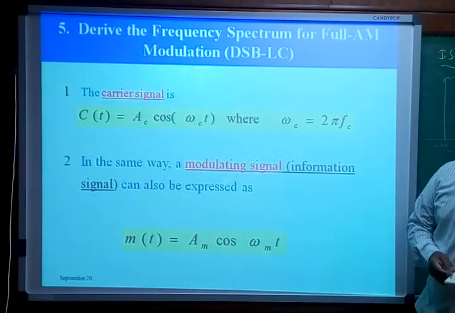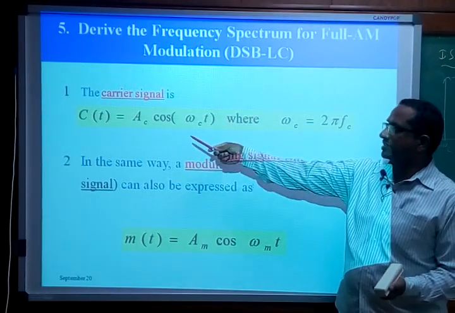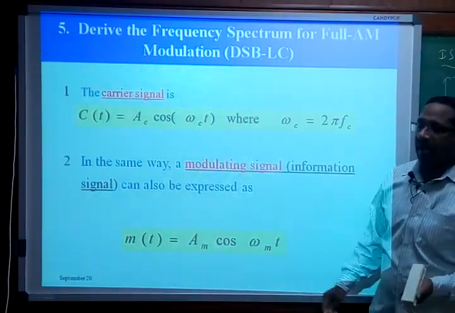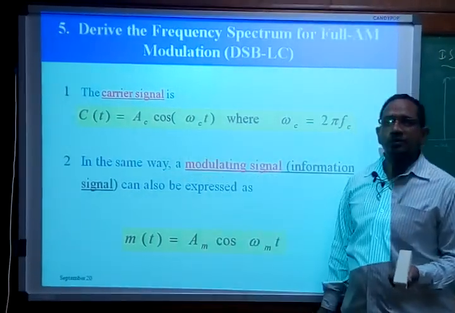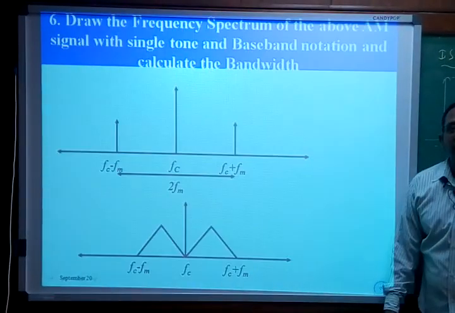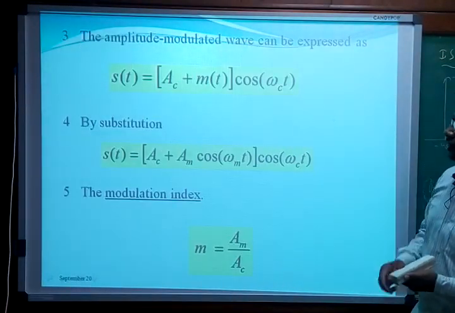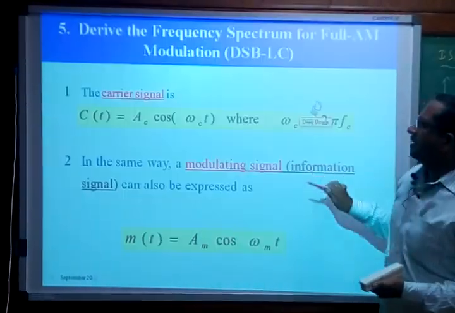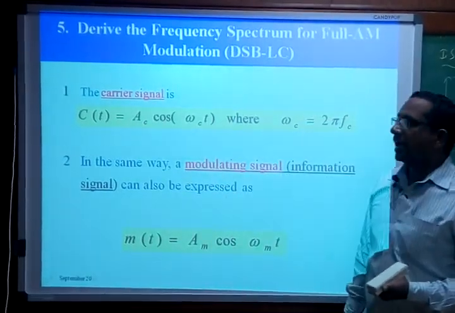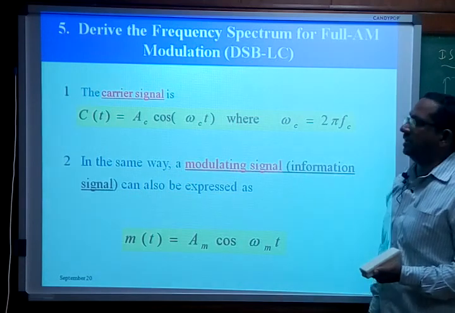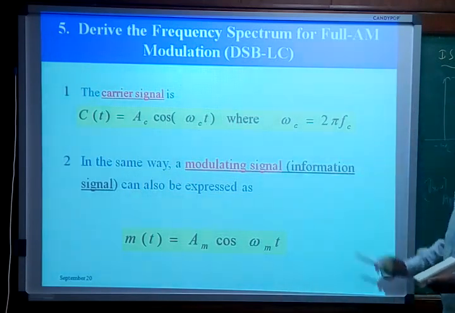See how the carrier has been written. The carrier signal is written as C of t is equal to AC cos omega ct. So in this slide I have intentionally given AC. Don't get confused by saying AC or EC or VC, it is going to be one and the same. So I am putting the carrier signal as C of t and the amplitude of the carrier as AC cos omega ct, where omega c is equal to 2 pi fc, as we already know.